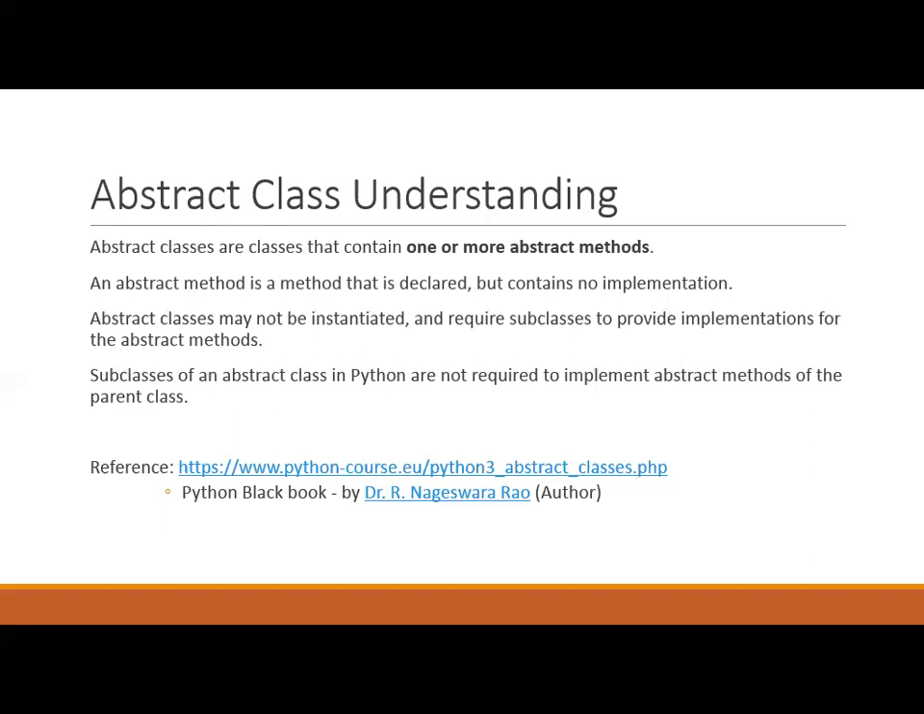Subclasses of an abstract class in Python are not required to implement the abstract methods of the parent class. Sometimes your subclasses may not be interested in implementing the unimplemented methods from the abstract class. In that case, again we need to create a subclass to create the object for calling the unimplemented methods. The reference has been shown in the slide and you can refer to that. I have also referred to the Python Black Book by Dr. R. Nageshwara Rao. It's a very good book, you can refer to that as well.